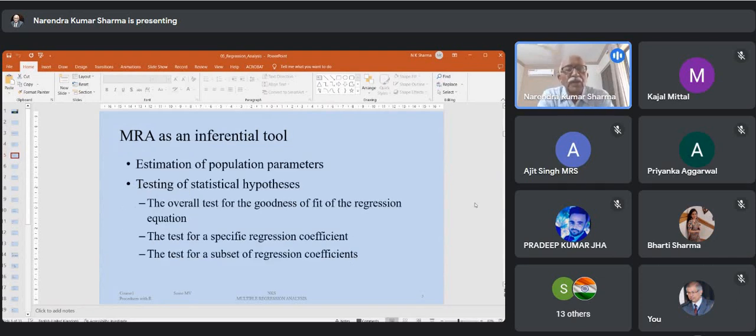As an inferential tool, basically from a study of some sample of a population, you make inferences about the population. And when we do regression analysis, we get certain parameters or coefficients, and these coefficients should be tested for their significance, and whether these will apply also to the population, and whether they can be generalized to other samples, other populations. That is the idea about inference making.